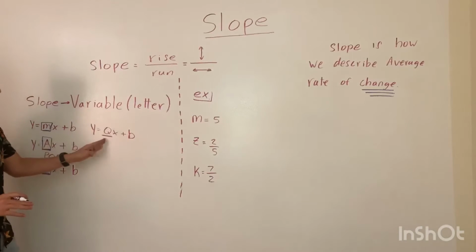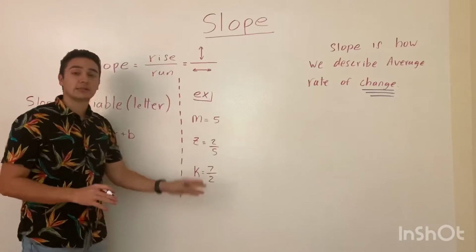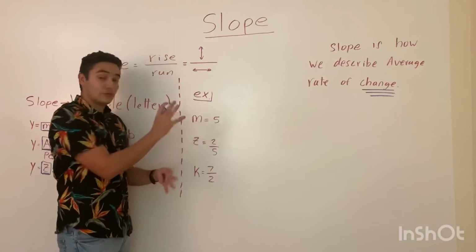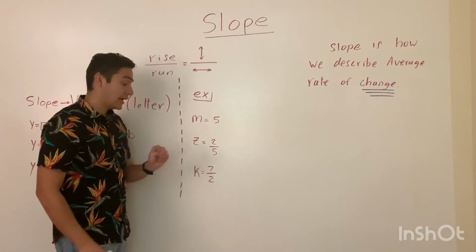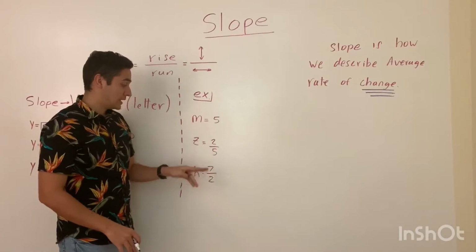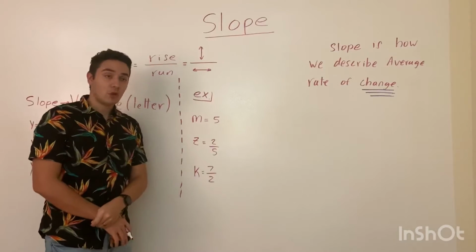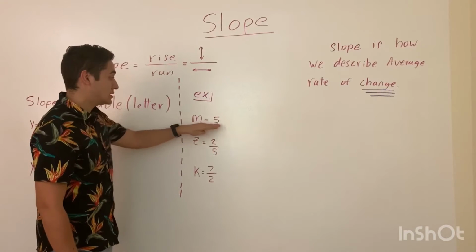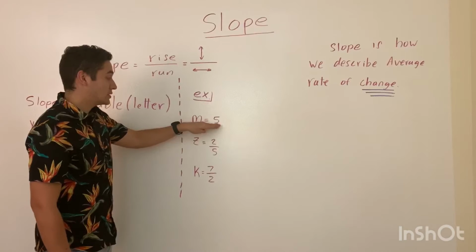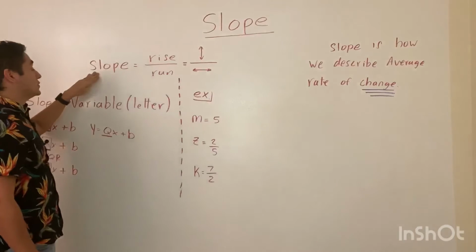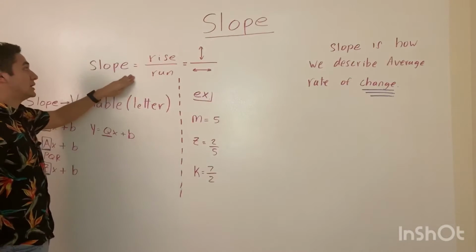The idea that we want to get across is that this variable can equal a number, like we see in this example over here. So in this example, now we have variables m, z, and k, which are each given a unique value of 5, 2 over 5, and 7 over 2. Okay, now this is where we're gonna see this value of 5 given to m. We are going to look back at what our slope means.